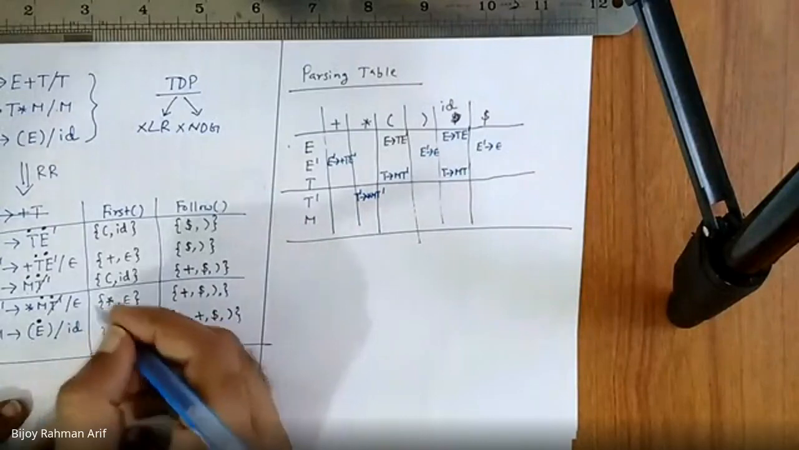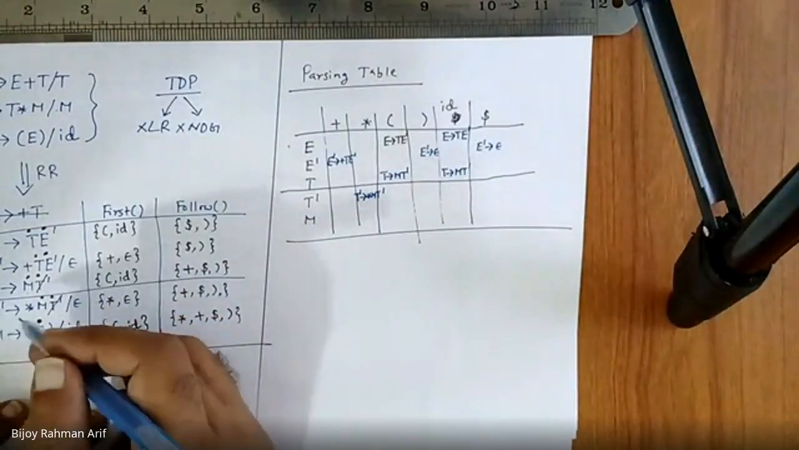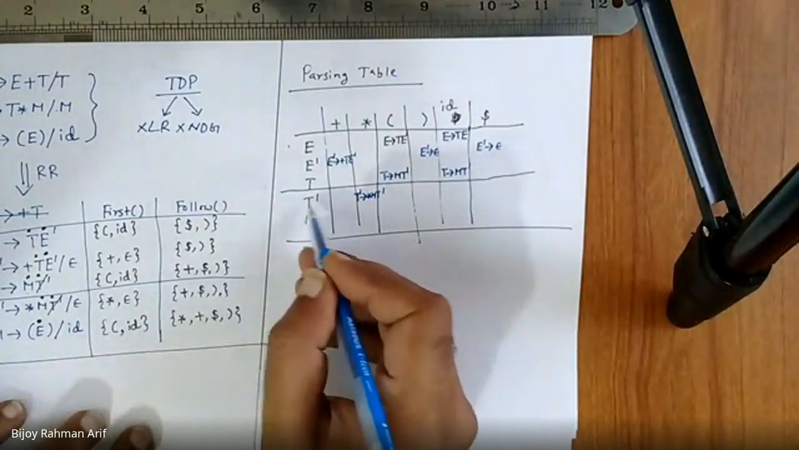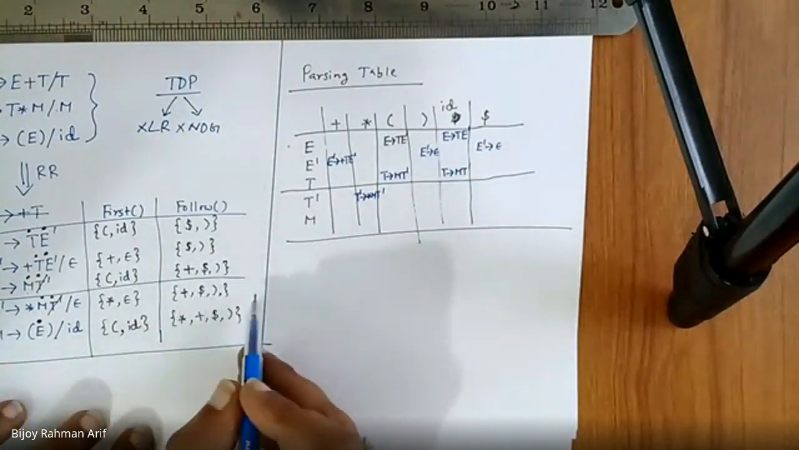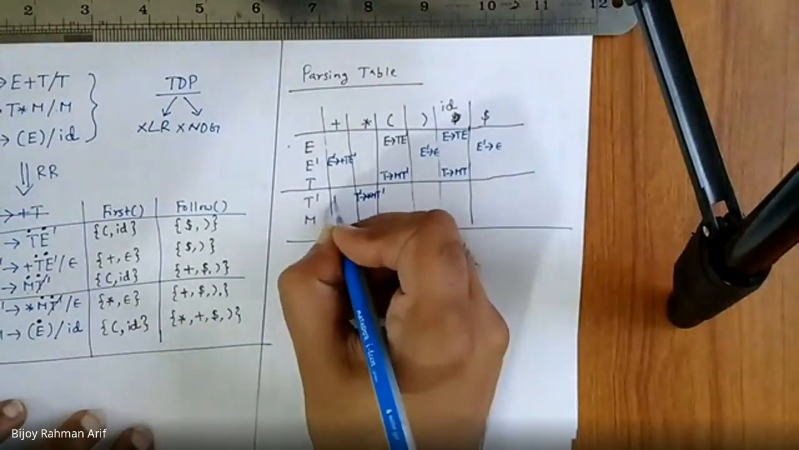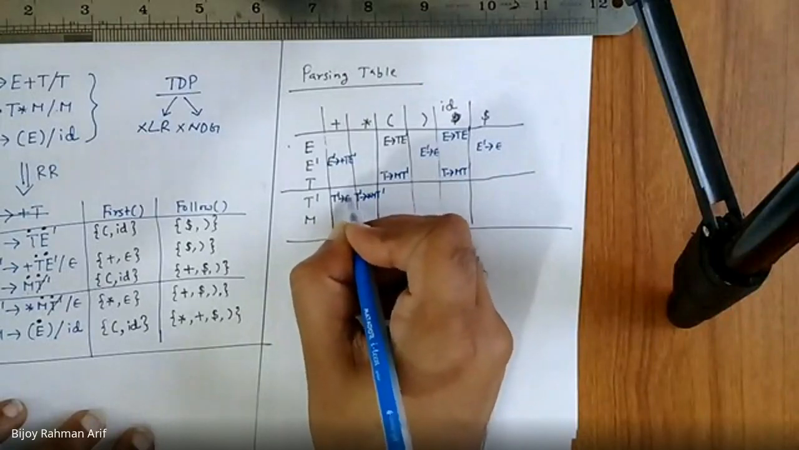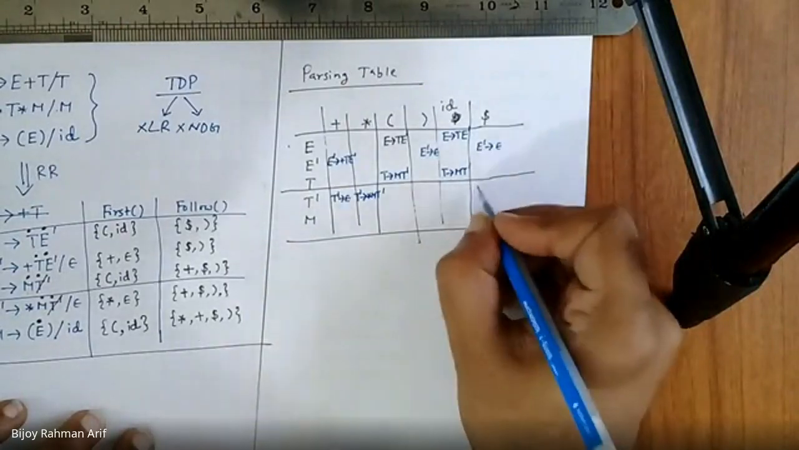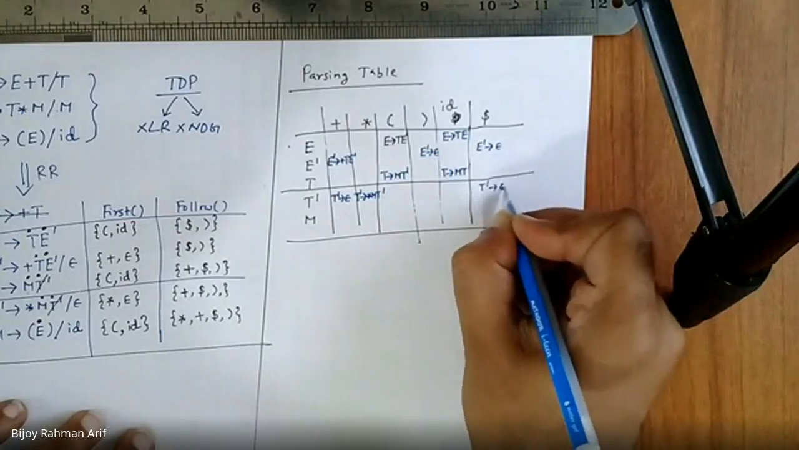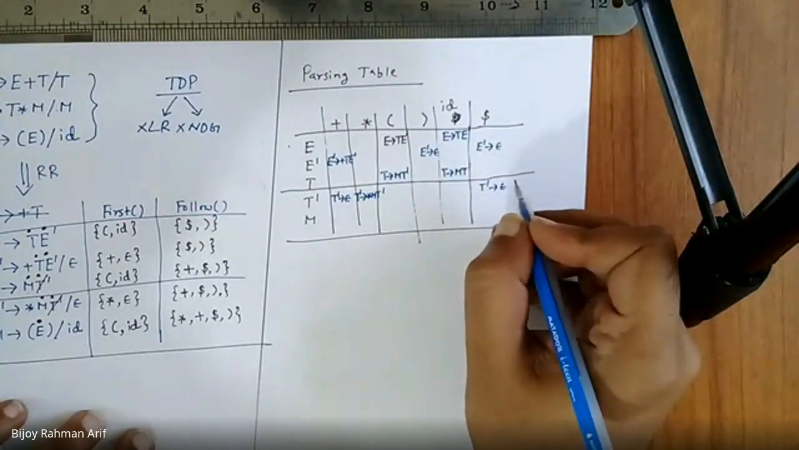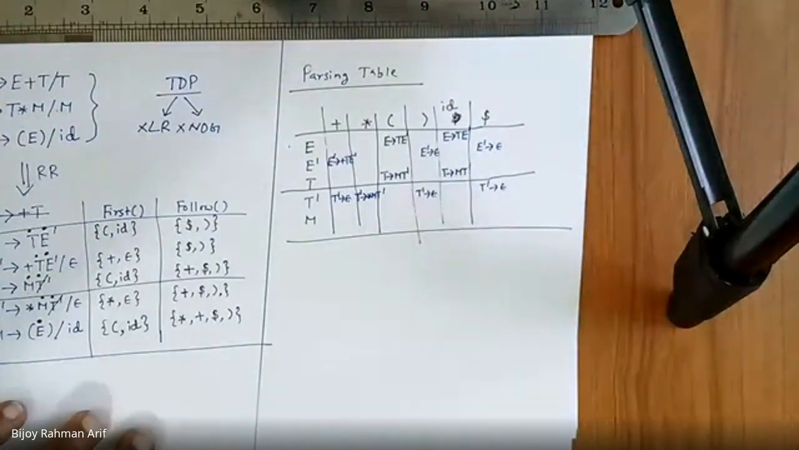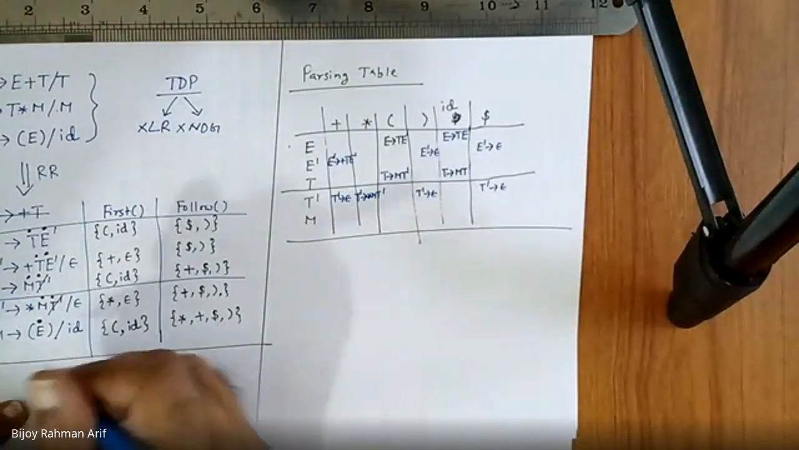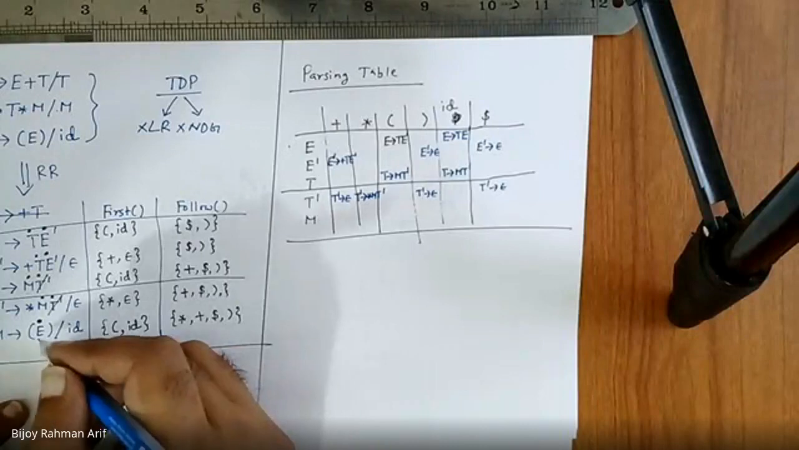Second one, the right hand side is epsilon. So rule number 2, I'm going to T dash row and follow of T dash, which is nothing but plus, dollar and close parenthesis. So T dash derives epsilon, and close parenthesis. T dash derives epsilon.